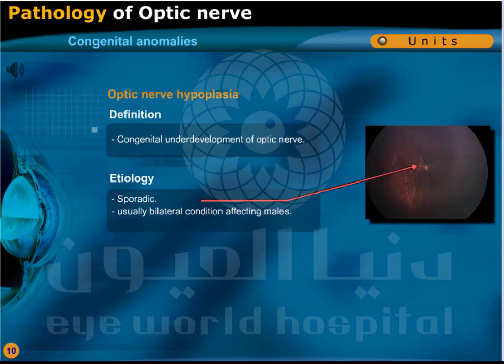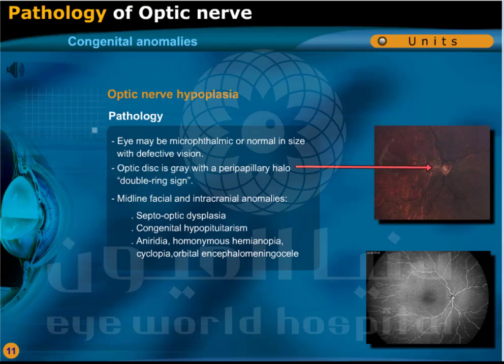Congenital anomalies of the optic nerve. Optic nerve hypoplasia. Congenital underdevelopment of optic nerve. It is sporadic, usually bilateral condition affecting males. Eye may be microphthalmic or normal in size with defective vision.